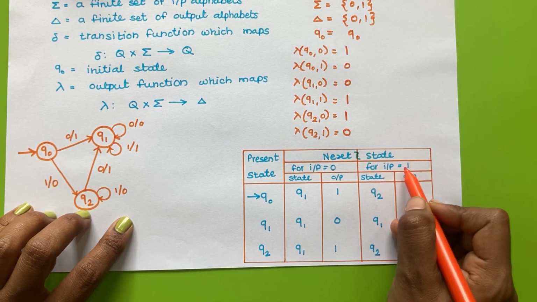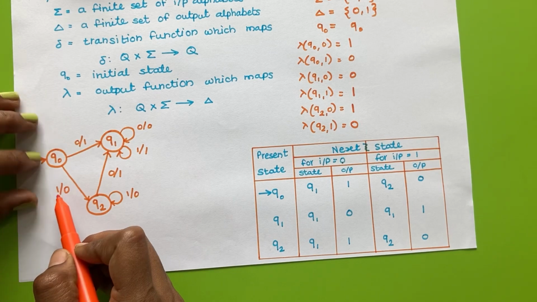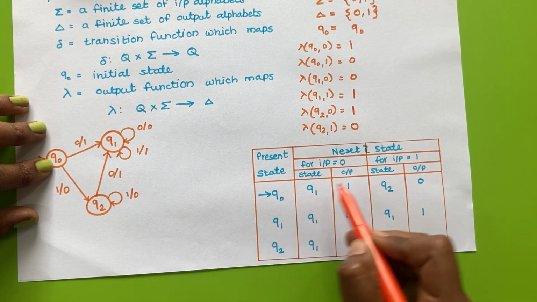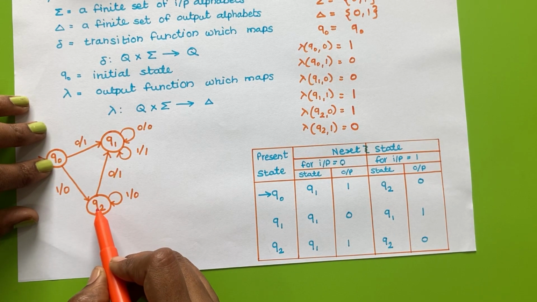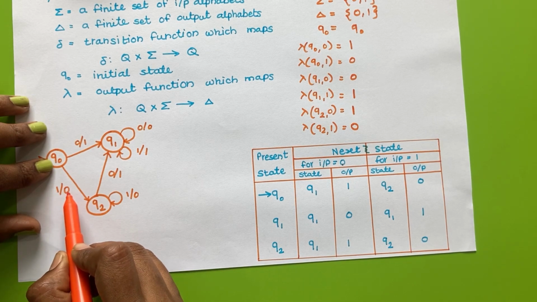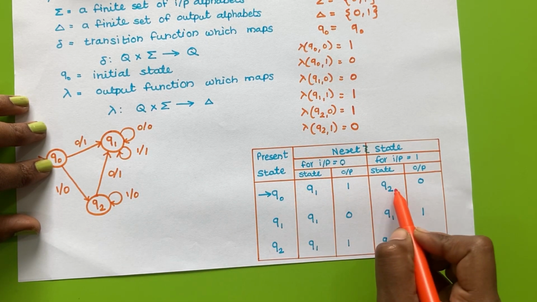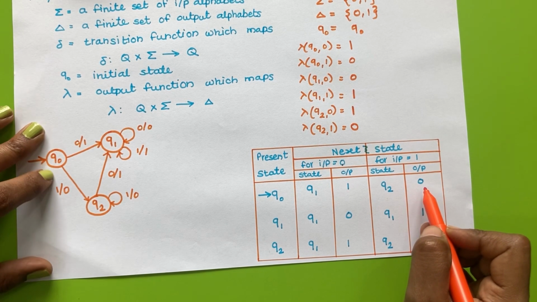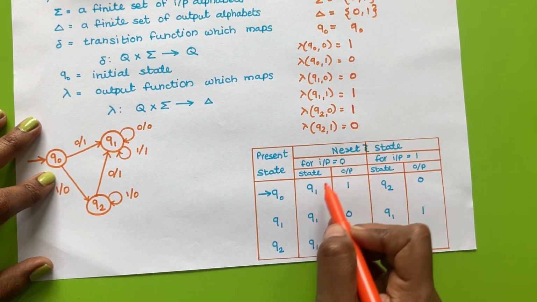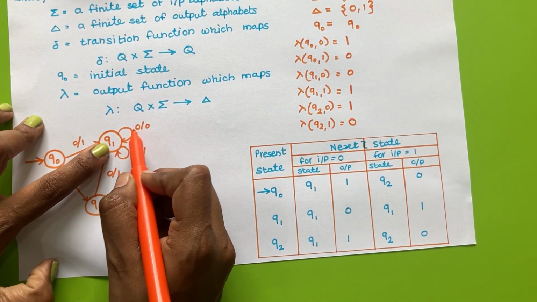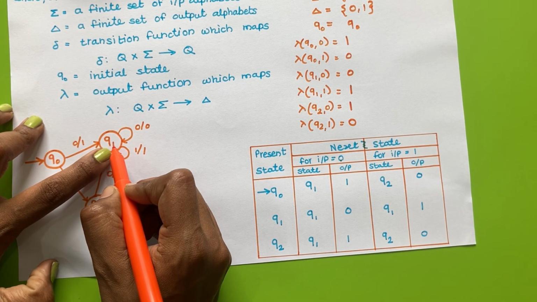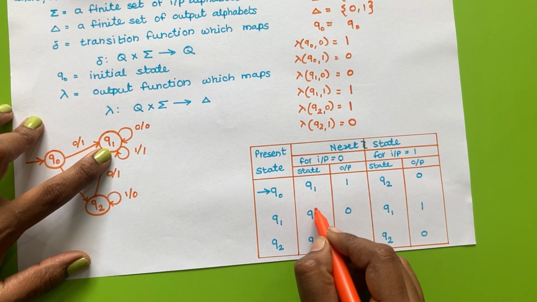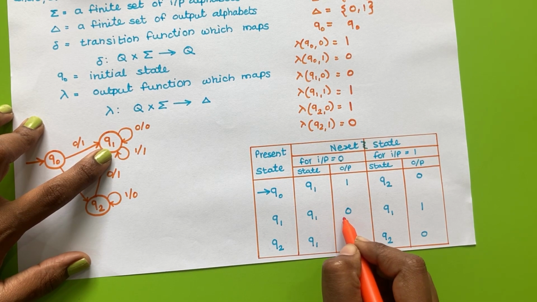Now next, for input symbol 1. For Q0, if we supply 1 input, then we are going to state Q2 and this 1 will be replaced by 0. So I have written here 0. Now next, if we give 0 input to state Q1, then we remain in the same state, that is Q1, and 0 will be replaced by 0. So for Q1 0, the output state is Q1 and the output symbol is 0.